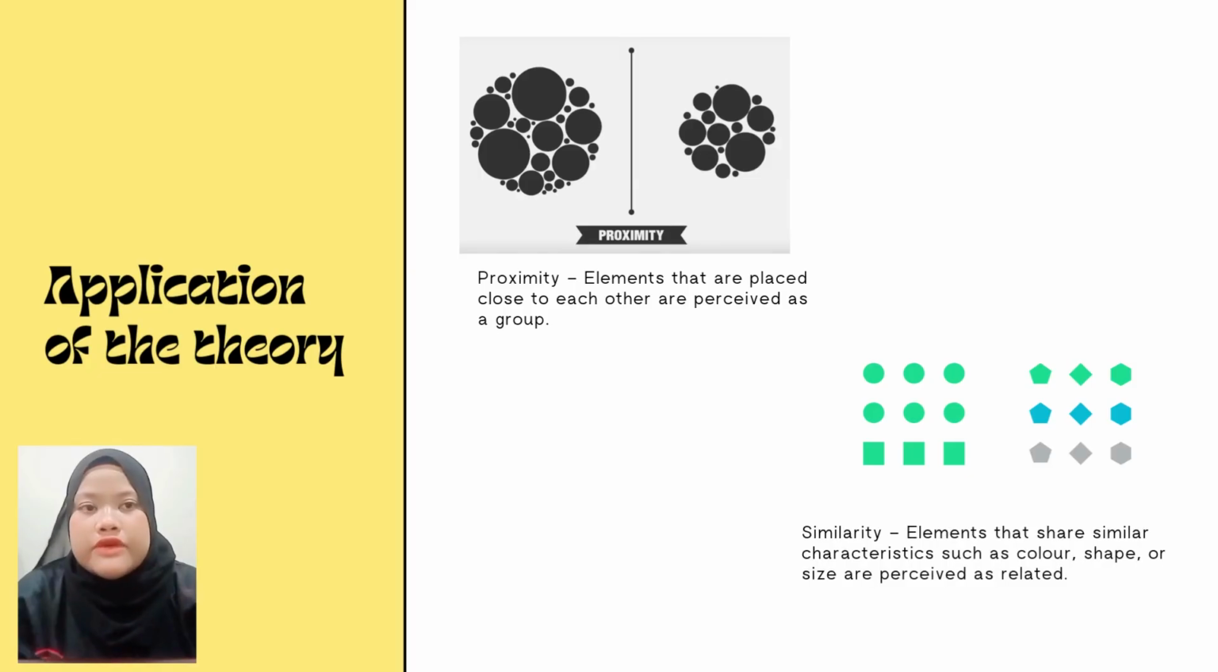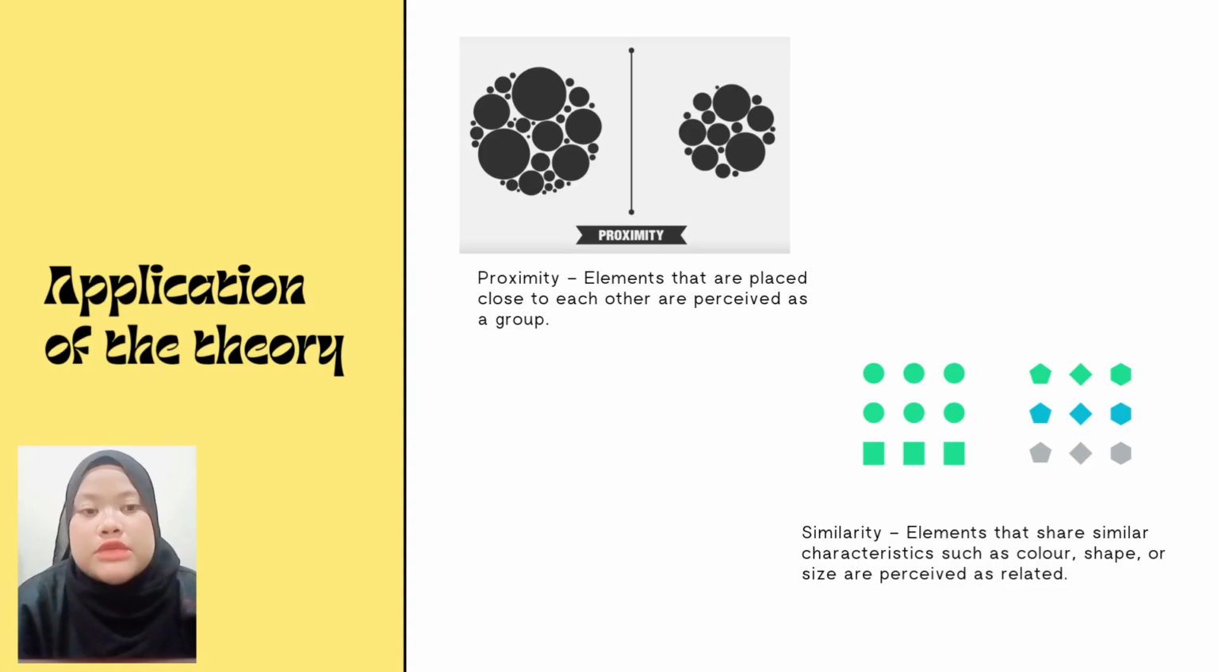There are several key principles in Gestalt theory that describe how our brain organizes visual information. First is proximity. Proximity means elements that are placed close to each other are perceived as a group. For example, when buttons or text are placed near each other, users automatically think that they belong together.